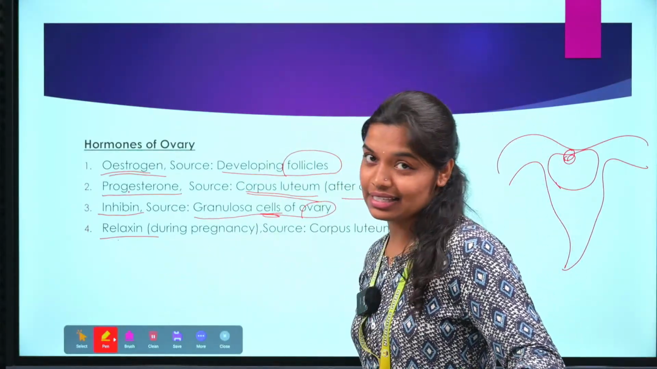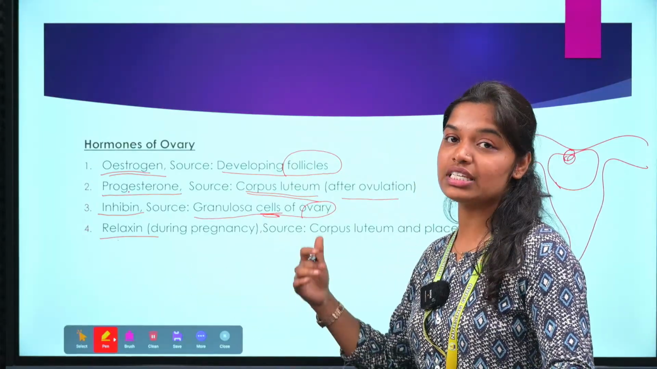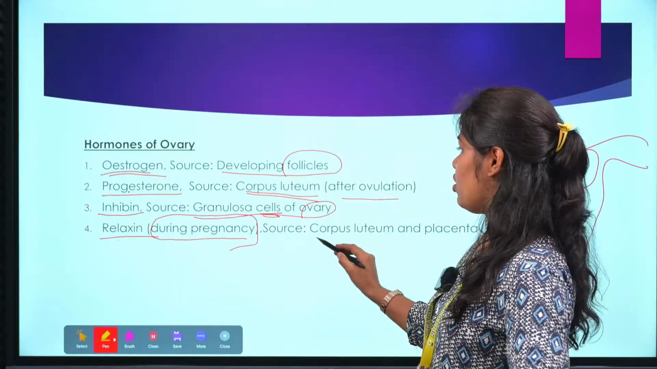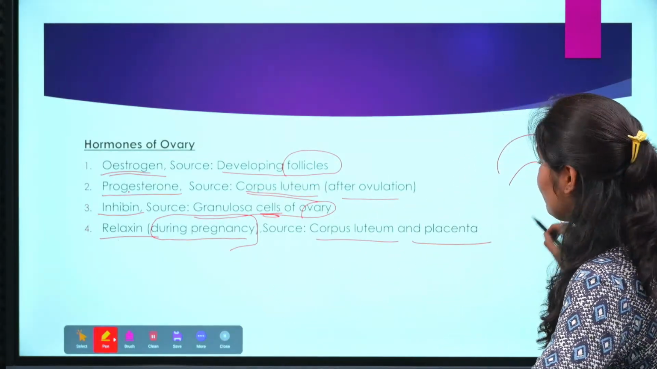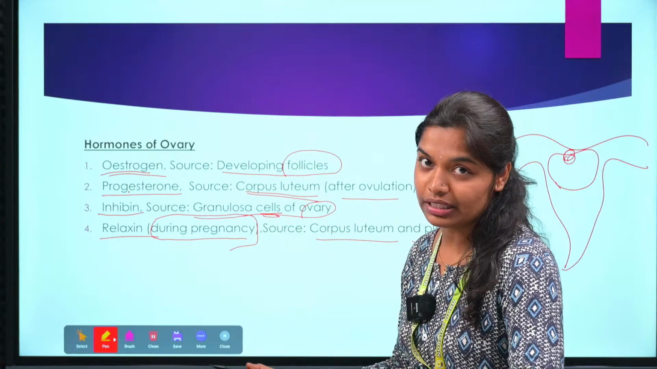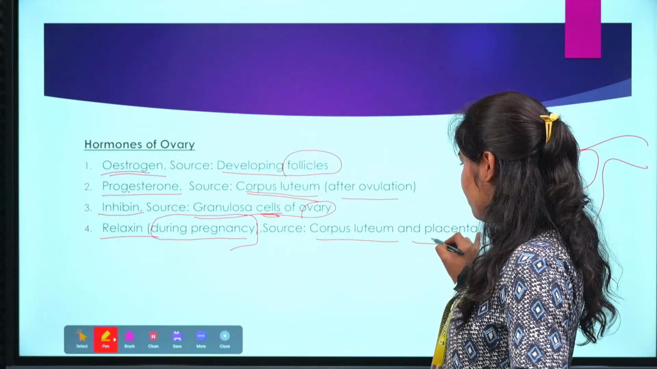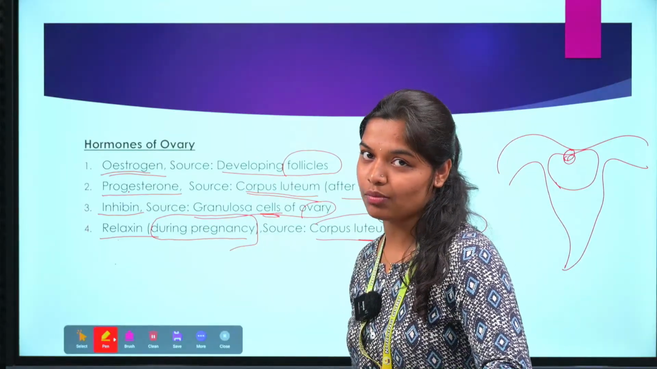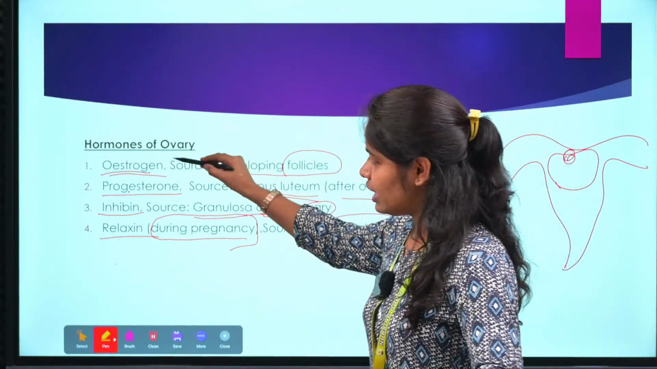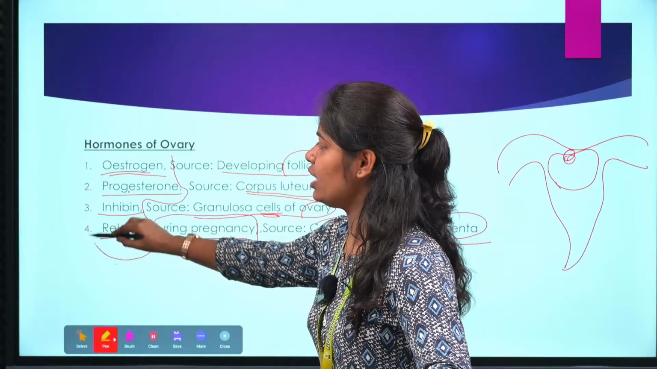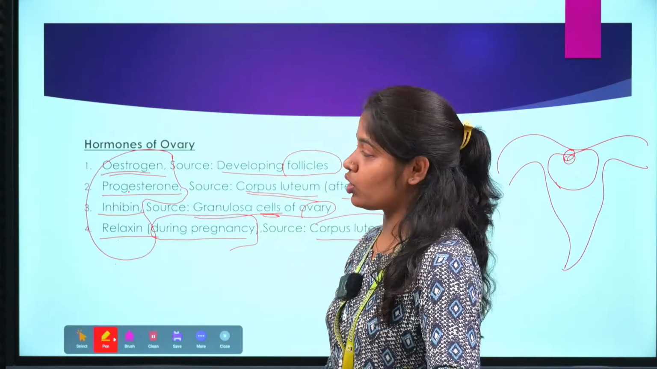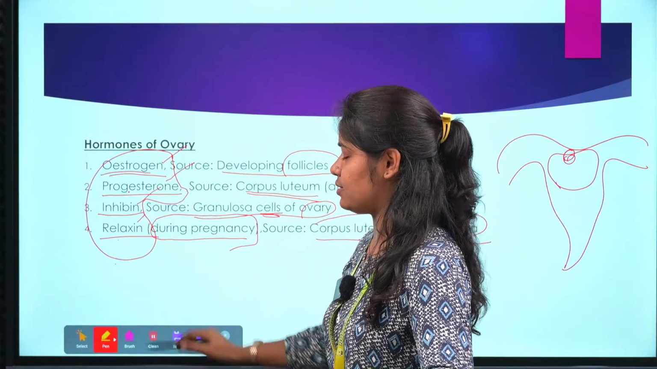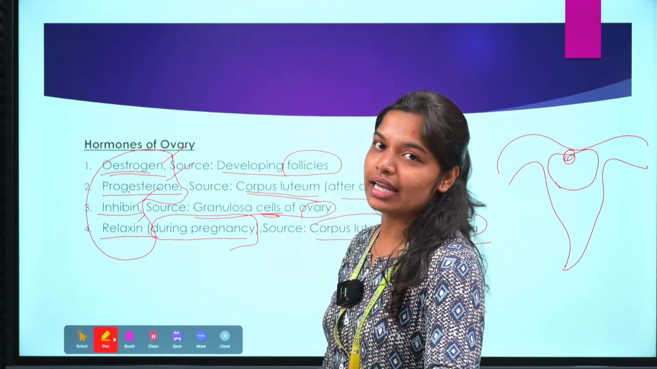And relaxin is a hormone produced during pregnancy. It is developed from the corpus luteum and also the placenta, which develops in the pregnancy. These are all the hormones present in the female reproductive organ: estrogen, progesterone, inhibin and relaxin. Relaxin is present at the time of pregnancy.